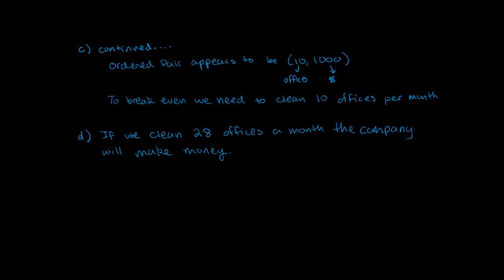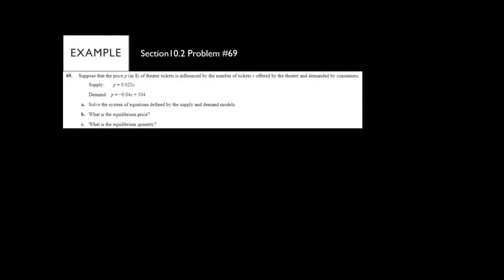Okay, so that's the first example. That is sort of a cost versus revenue example. Second example here, also from 10.2, this is problem number 69, and this is a supply and demand kind of thing. So this is something that economists look at a lot.